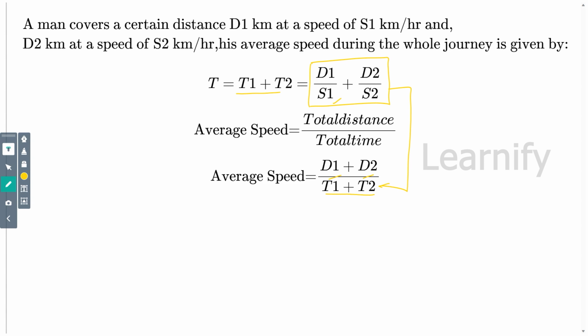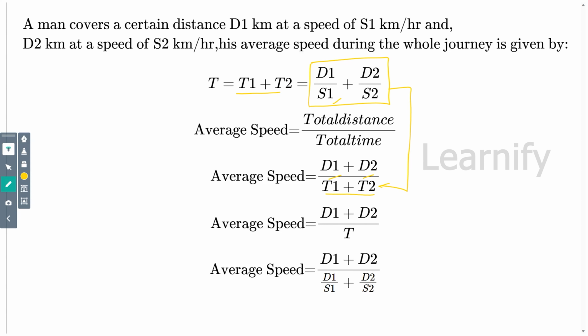So, average speed is equal to d1 plus d2 upon d1 upon s1 plus d2 upon s2. This is the average speed if distances d1, d2 and speeds s1, s2 are given. In the formula, time is not given, so we eliminate the time. This is the average speed.